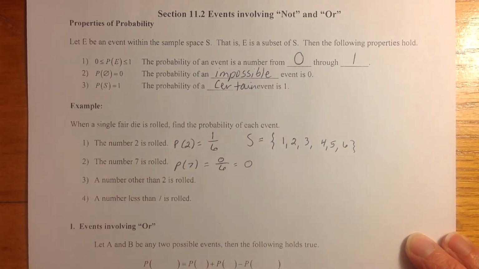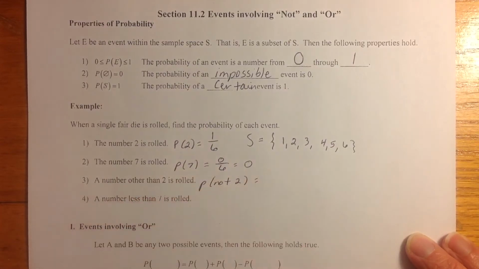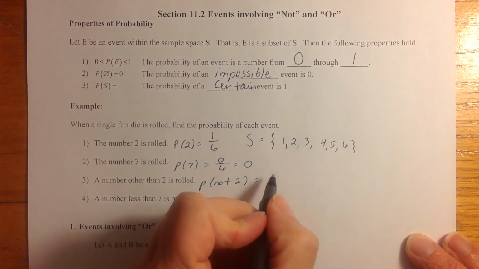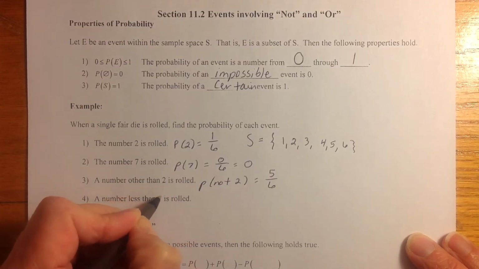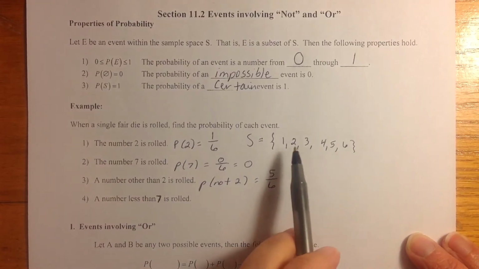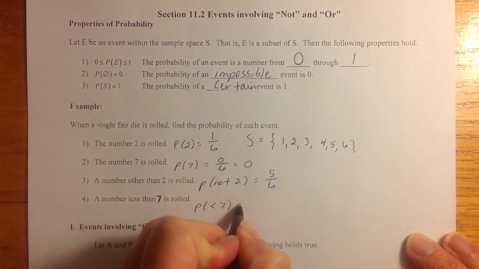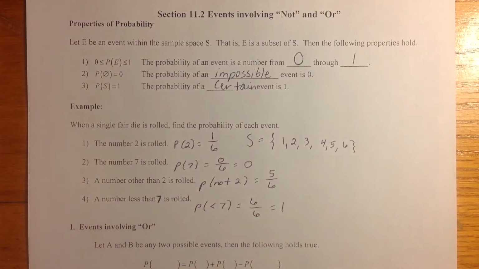Not going to happen. How about a number other than 2 is rolled? So the probability of not 2. Well, there are 5 numbers in my list that are not 2, so my probability would be 5/6. How about a number less than 7 is rolled? Well, everything in my sample space is smaller than 7, so the probability of less than 7 is all 6 out of 6, so 1, or going to happen every time we roll.